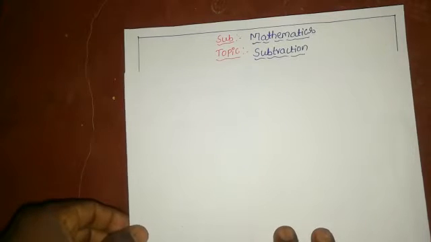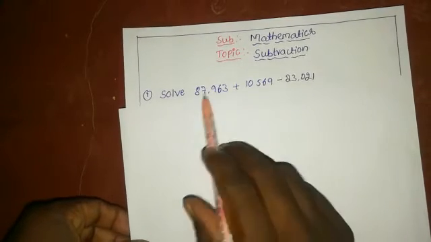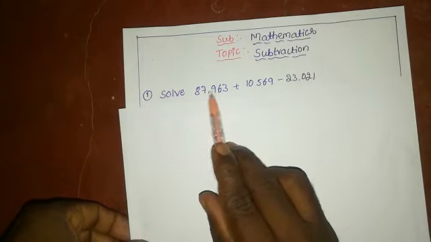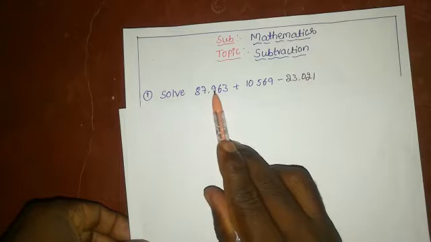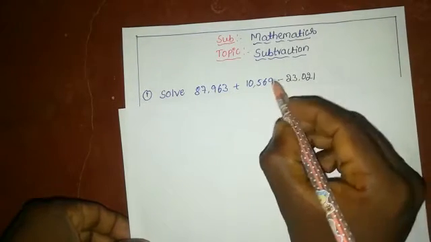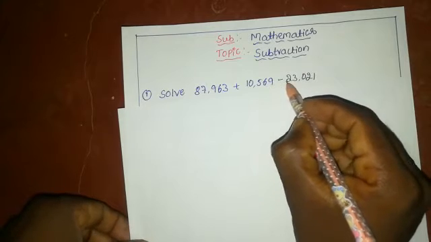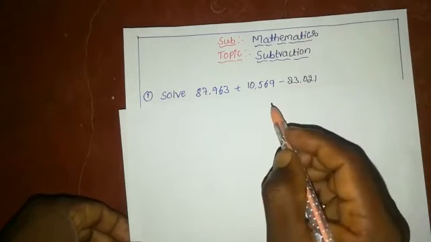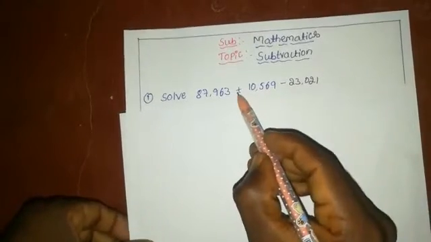Let's see, for example, solve 87,963. How do you pronounce this number? 87,963 plus 10,569 minus 23,021. By observing this problem, it has two operations.